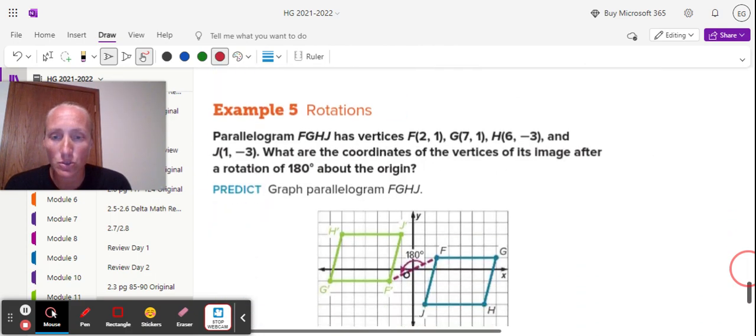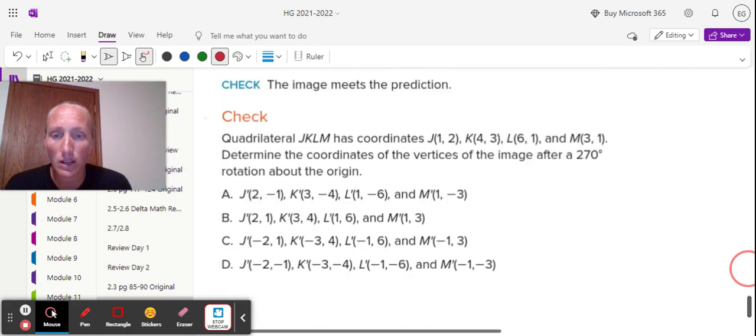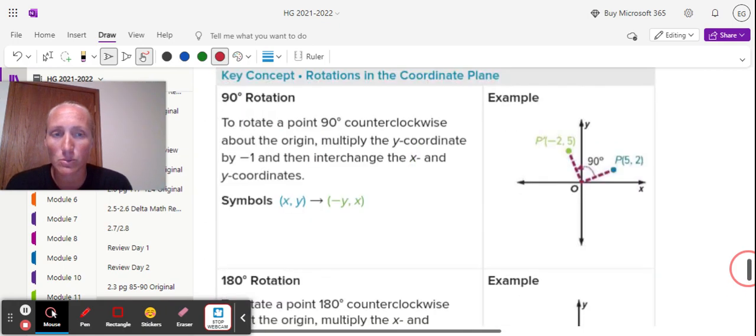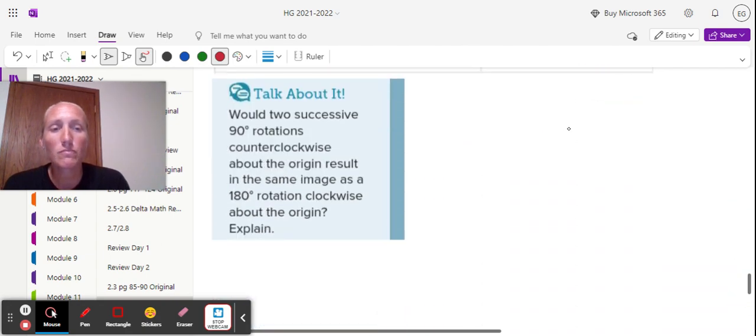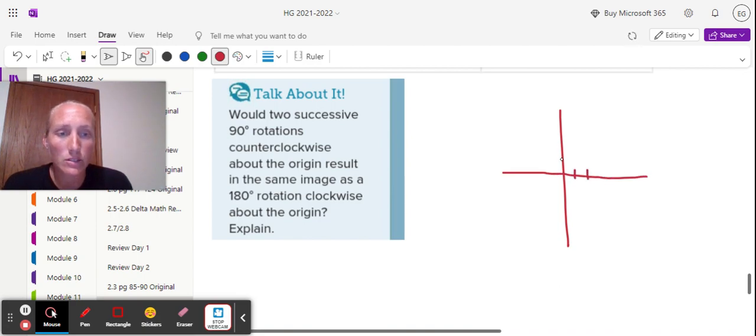What I like to do, I'm going to just use a space in here. So let's say that I'm going to try to take this point at 2, 4. So I'm going to take that point at 2, 4, and I am going to try to rotate it.